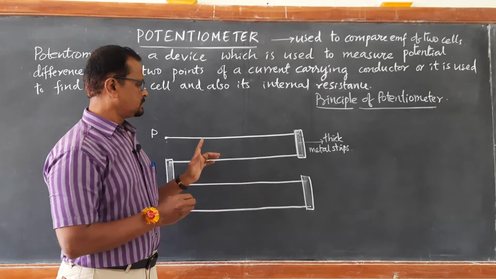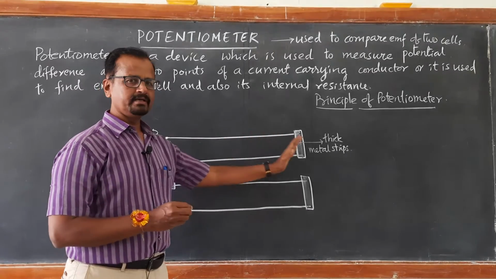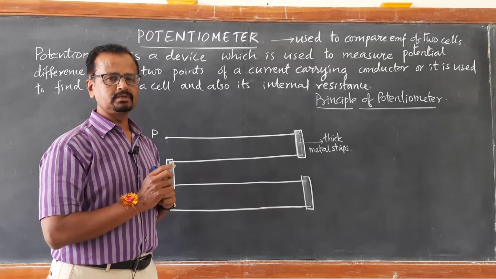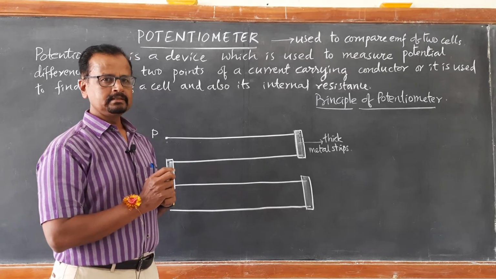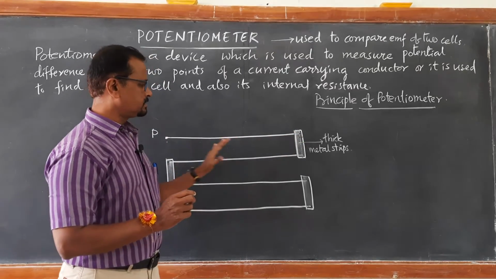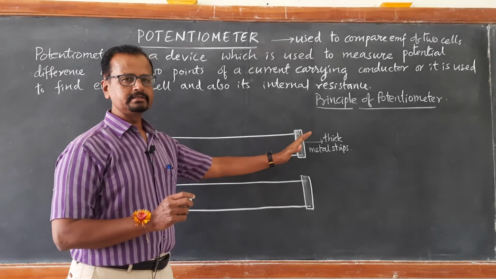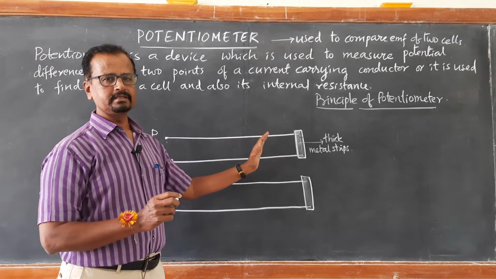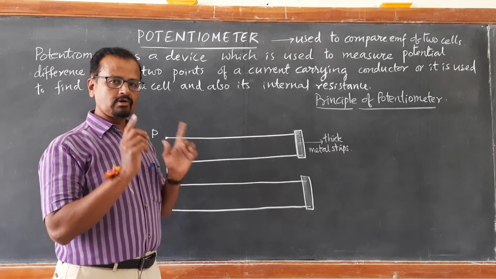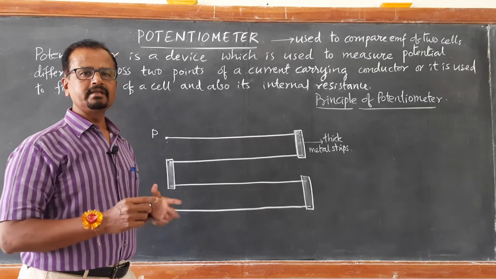The reason is, as the length of the wire increases, the resistance of the wire increases. We know this property: the resistance of a wire is directly proportional to its length. Therefore, as the length of the current carrying wire increases, the resistance of the wire increases. So resistance is directly proportional to L. When the current is constant, then we can say the potential difference is directly proportional to the length of the wire.